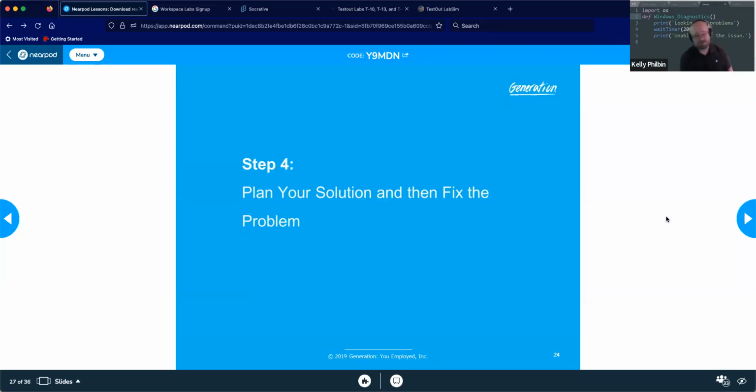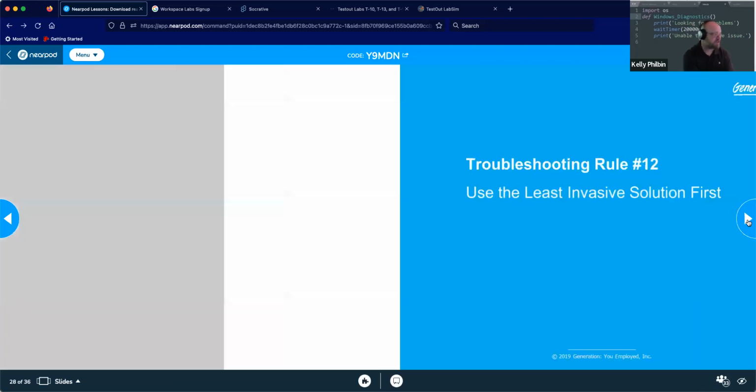It may be more to that, like I have to replace the keyboard in the laptop now, which is going to be more invasive, or I have to replace the laptop because much more damage was done when the coffee was spilled. So we planned for the solution and we fixed the problem. Kind of straightforward on that one.